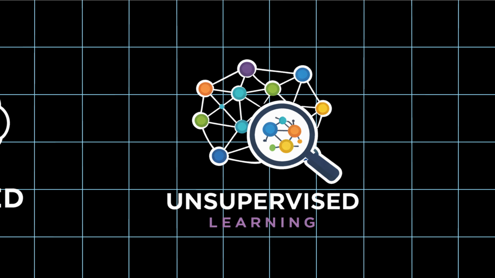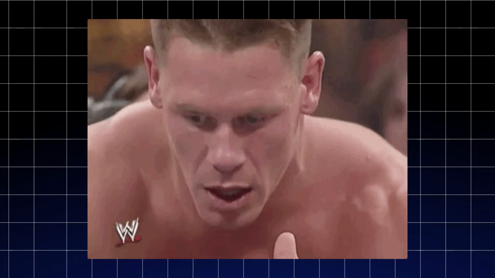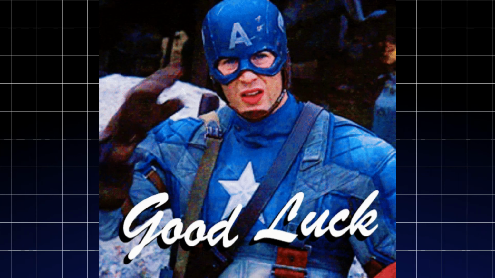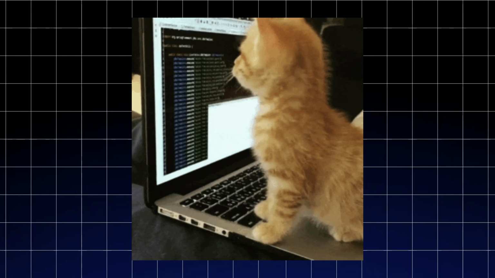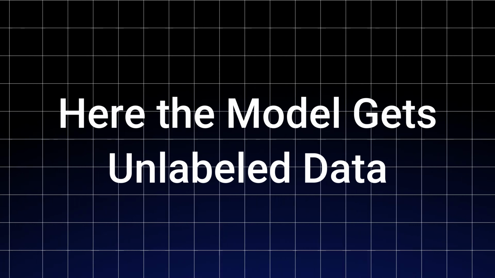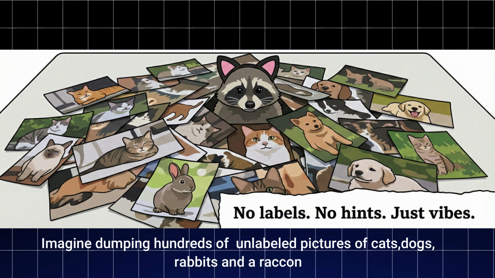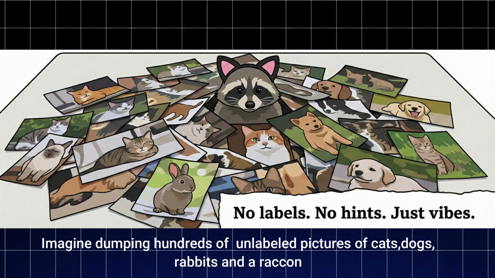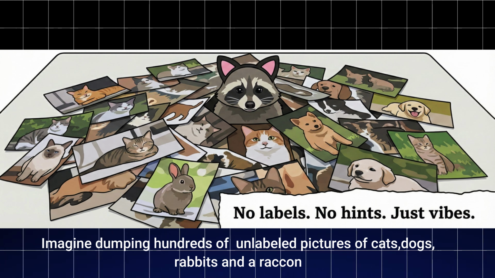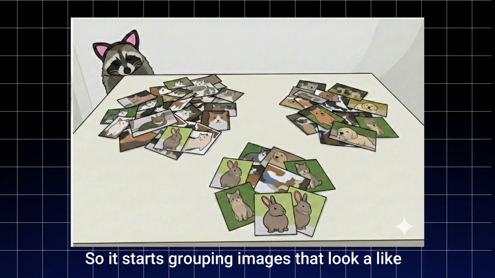Unsupervised learning. Unsupervised learning is what happens when you take away the answers and just tell the AI, good luck. It's like watching a junior engineer explore production data, blind, confused, and somehow accidentally successful. Here, the model gets unlabeled data, no instructions, no labels. For example, imagine dumping hundreds of unlabeled pictures of cats, dogs, rabbits, and a raccoon. It has no clue what any of them are, so it starts grouping images that look alike.